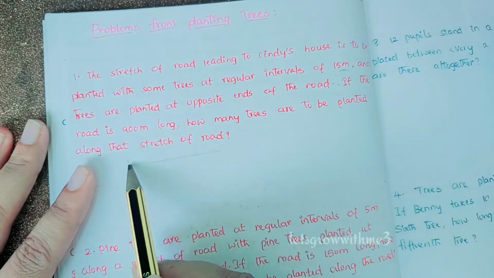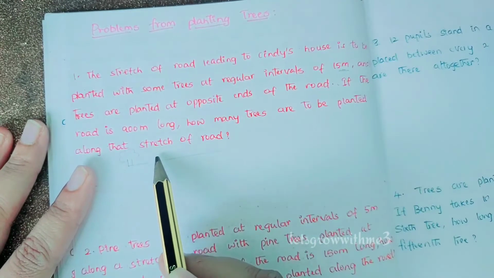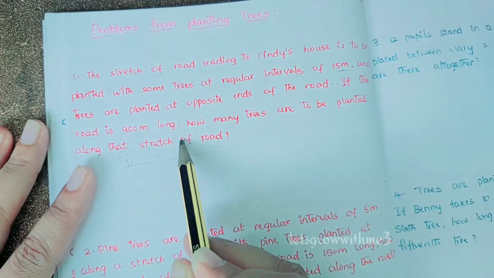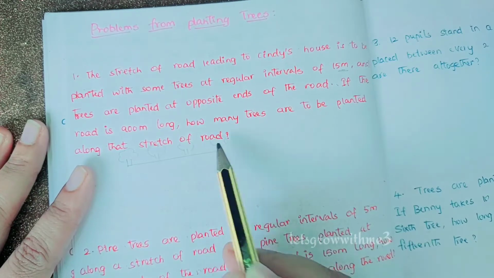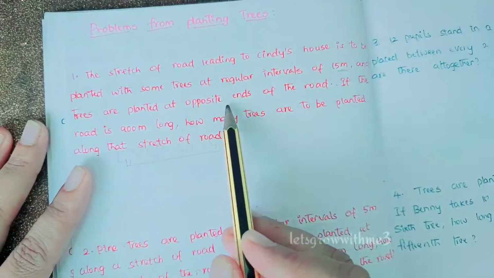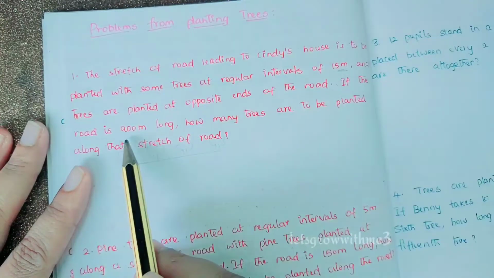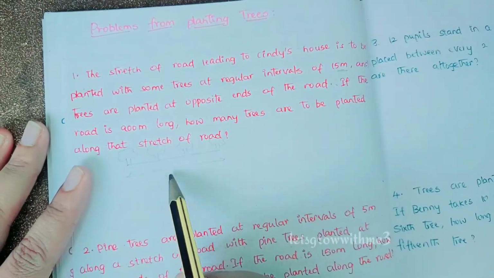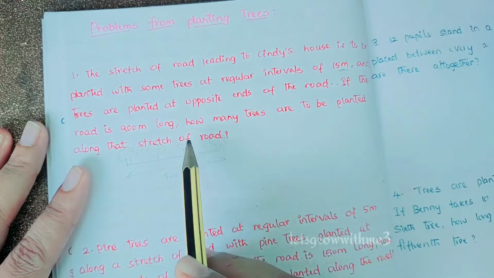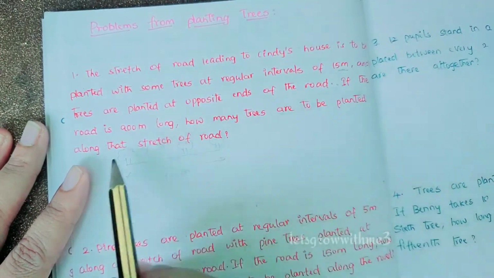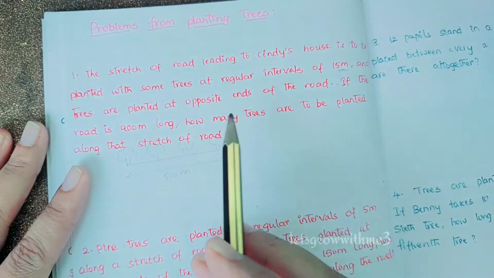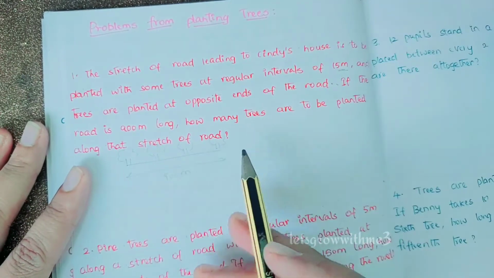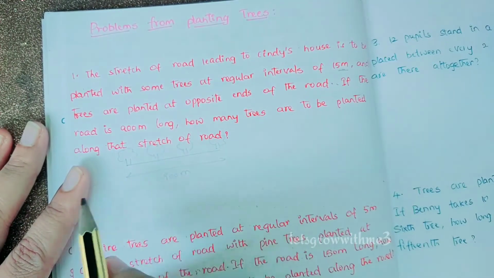If the road is 900 meters long, how many trees are to be planted along the stretch of road? Okay, so this is a stretch of road. The total length of the road is 900 meters, and the regular interval is 15 meters. So this data he has given. What he is asking is, how many trees are to be planted along the stretch of the road?